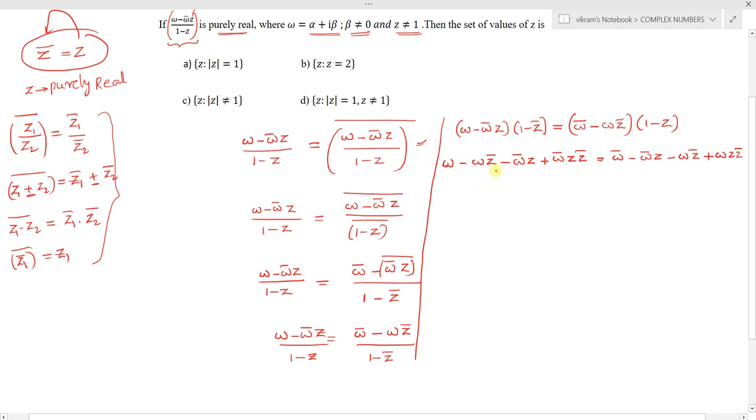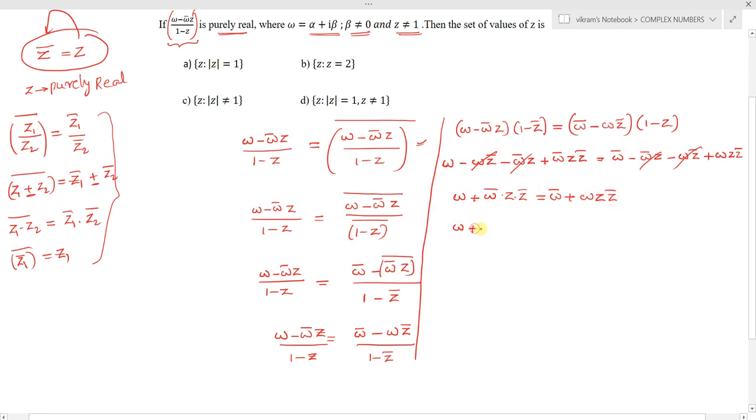Now in the LHS, the minus WZ conjugate and minus WZ conjugate will be cancelled out, and minus W conjugate into Z minus W conjugate into Z, and we have over here W plus W conjugate into Z conjugate equals W conjugate plus W into Z conjugate. Now take the RHS side.